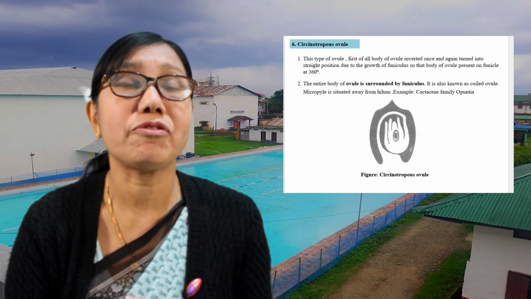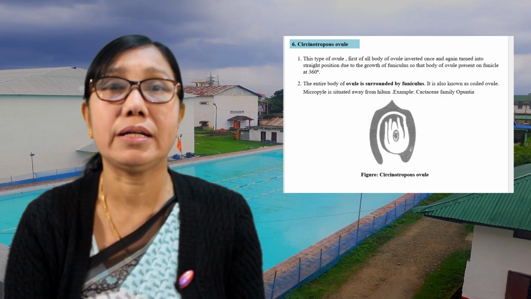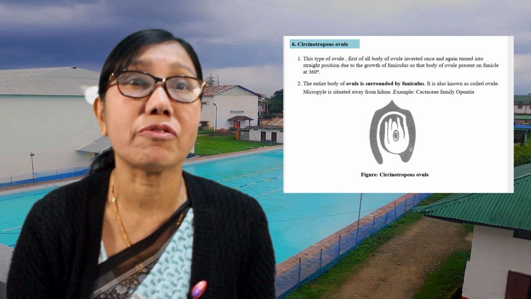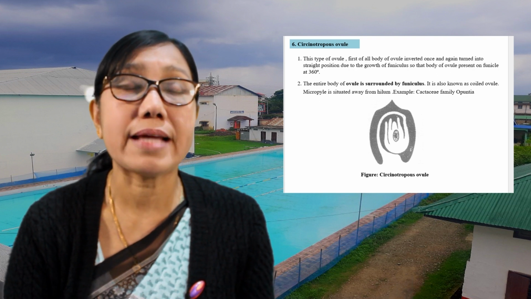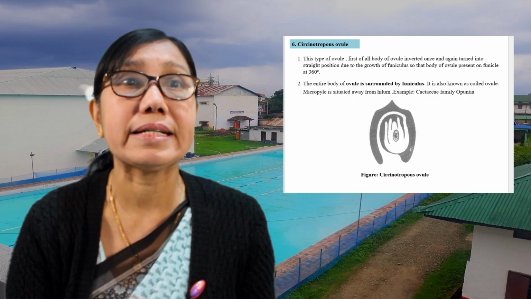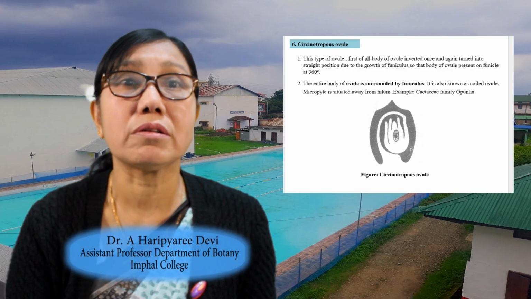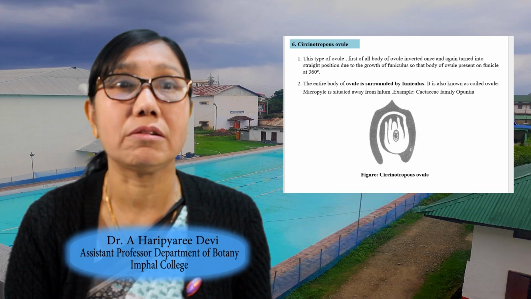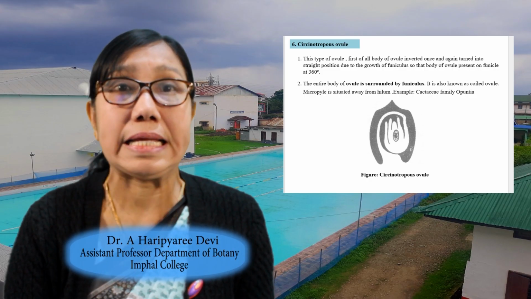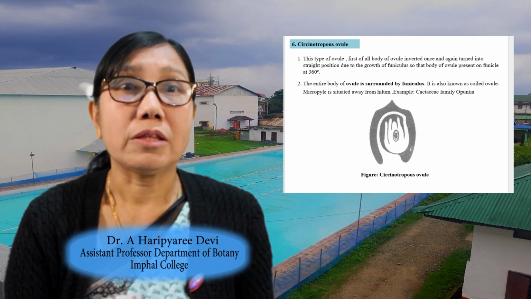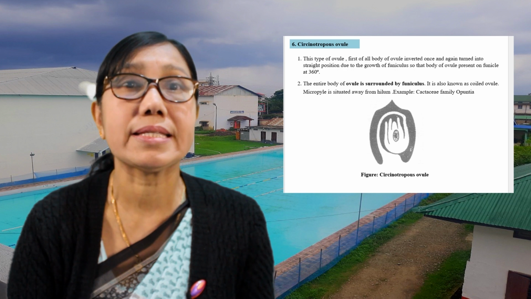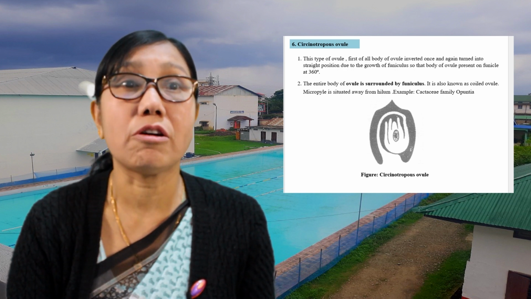The sixth one is the Sarcinotrophous ovule. It is a very different type from the previous five which we discussed. Here, first of all, the body of the ovule is totally inverted and then again turns into a straight position due to the growth of the funiculus, so that the body of the ovule lies on the funicle at 360 degrees. The entire body of the ovule is surrounded by the funiculus. It is also known as the coiled ovule.